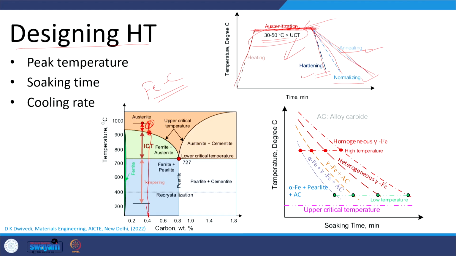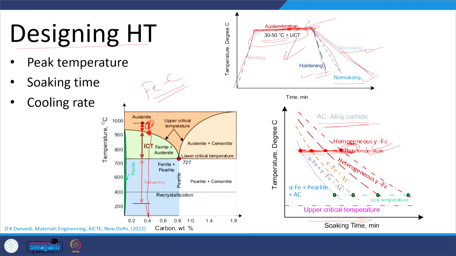Then based on the composition, we have to see that we hold it at that temperature for long enough, so that the homogeneous austenitic state is achieved. So, as per the identified austenitizing temperature, we have to see that it is held at a higher temperature for long enough, so that the homogeneous austenitic state is attained. If it is the alloy steel, then it will take longer to attain the homogeneous austenitic state as compared to that of the plain carbon steel.